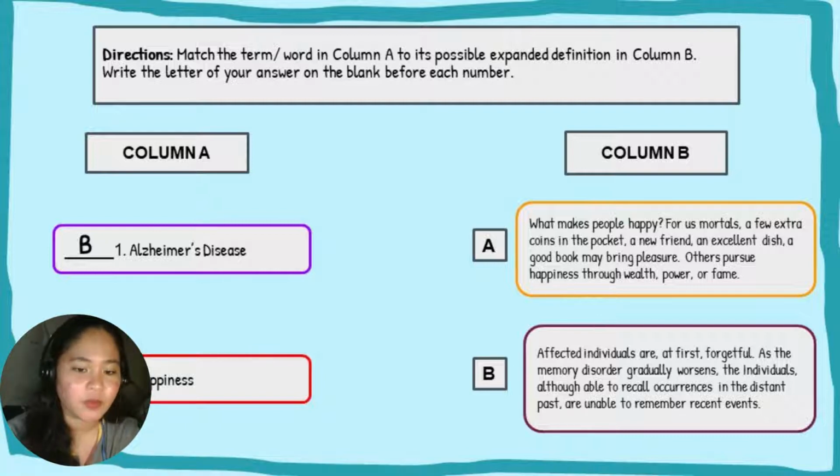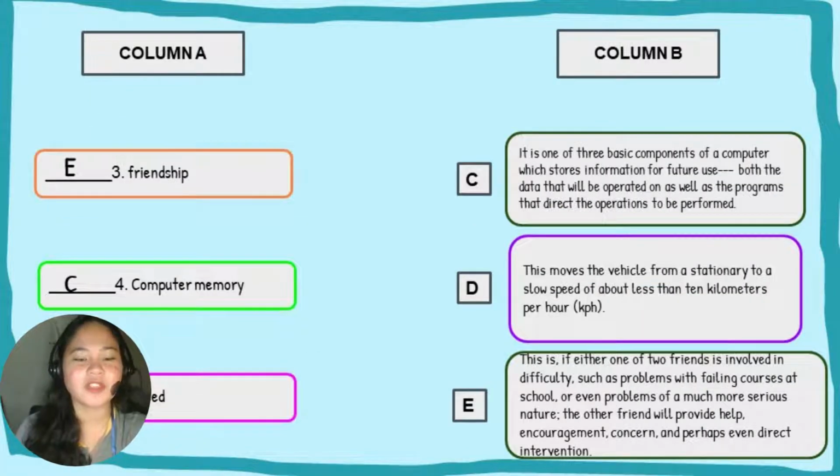How about number 2? We have the word happiness. Great, so we have the letter A. When we say happiness, what makes people happy? For us mortals, a few extra coins in the pocket, a new friend, an excellent dish, a good book may bring pleasure. Others pursue happiness through wealth, power, or fame. So that is the expanded definition for the word happiness. Okay, now let's move on to number 3.